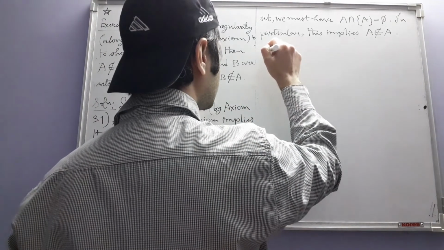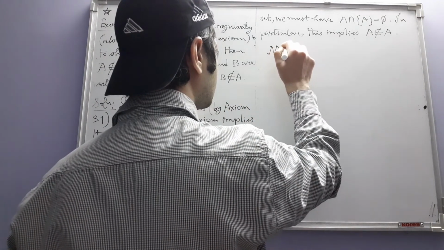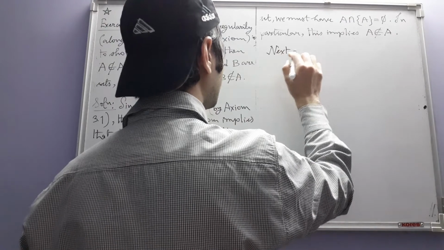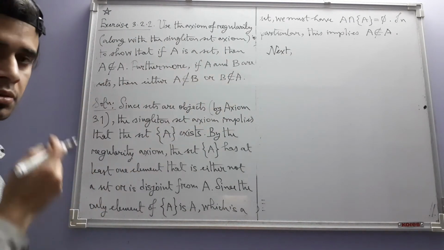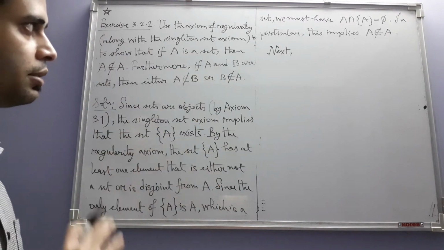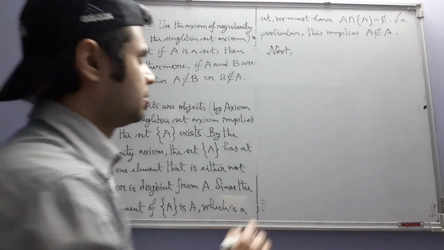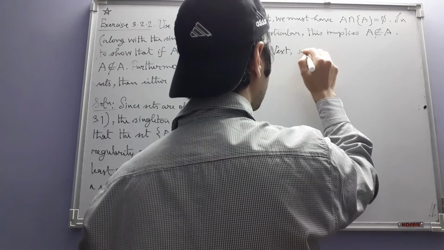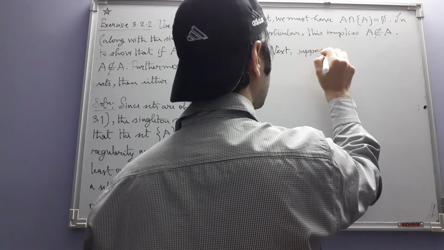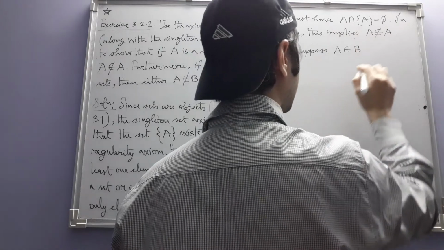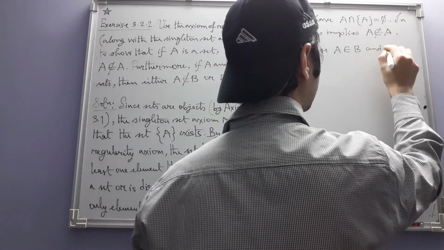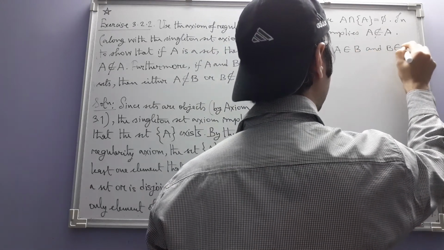Next, we want to show that either this is true or this is true. Suppose the negation is true. That is, suppose both A is an element of B and B is an element of A.